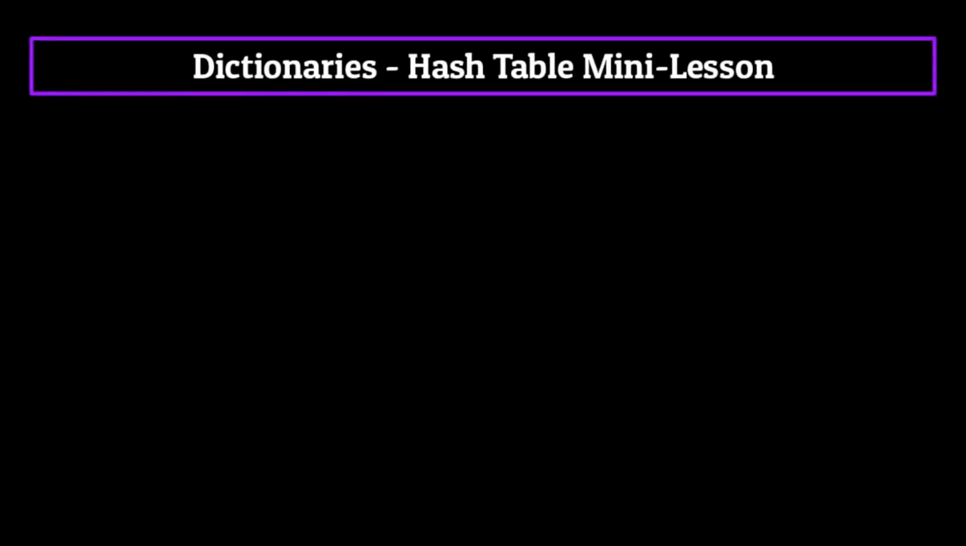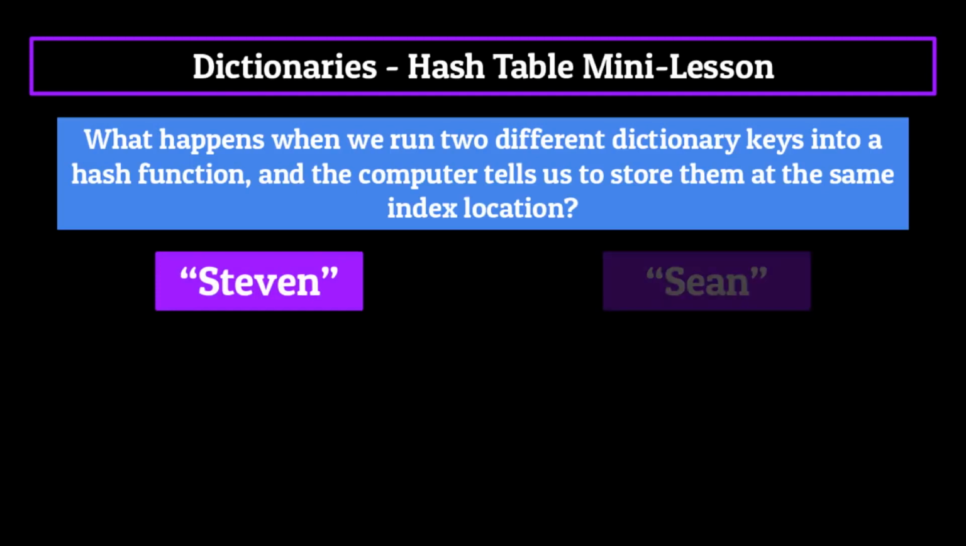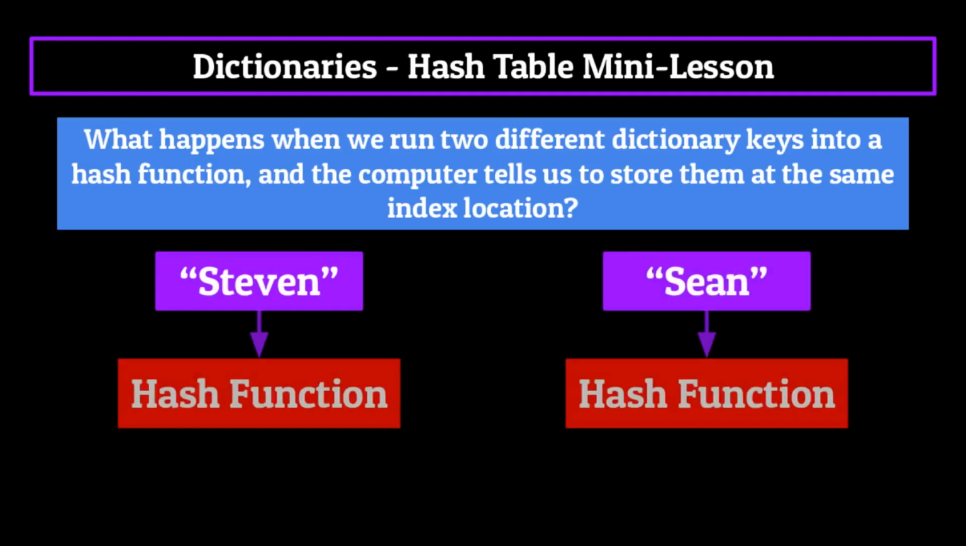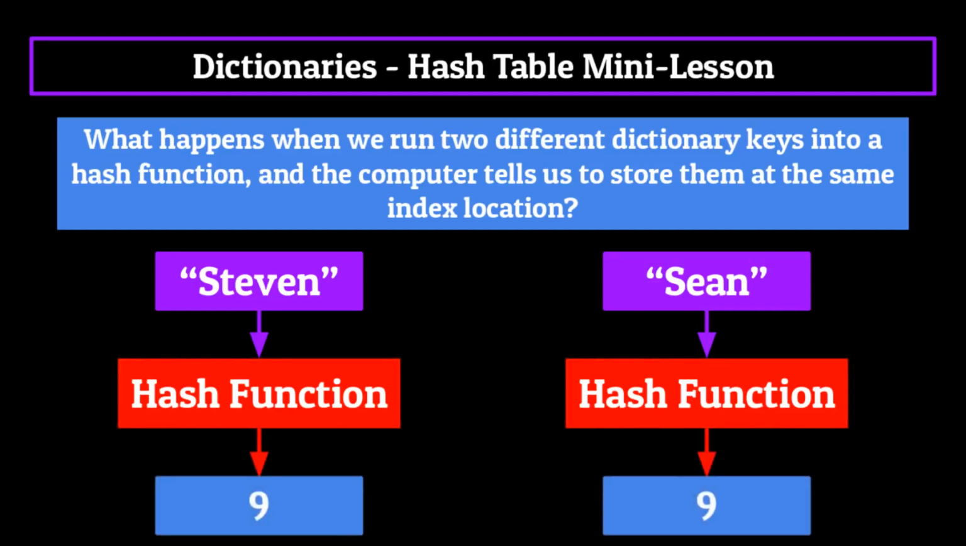Now the final thing I want to talk to you guys about in regards to hash tables, and the reason dictionary time complexity equations are so funky, has to do with one small problem. What happens when we run two different dictionary keys into a hash function and the computer tells us to store them at the same index location? For example, let's say we have two dictionary keys with the strings Stephen and Sean, and when we run both of them through our hash function, the computer instructs us to store both of them at the 9th index location. This should be impossible. How are we supposed to put both of them at index location 9?